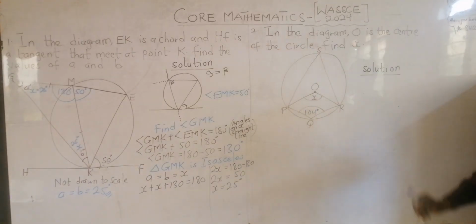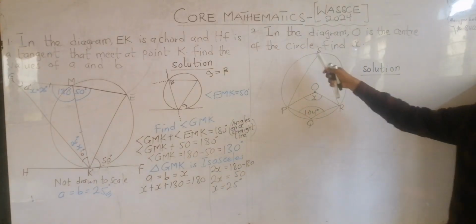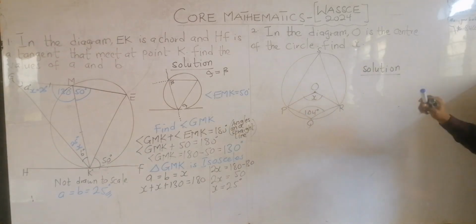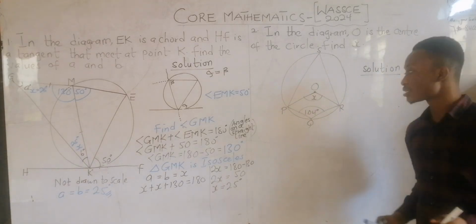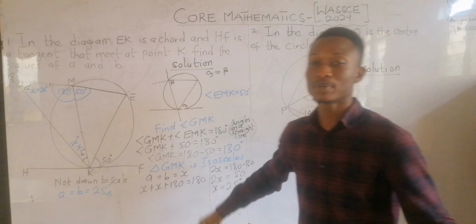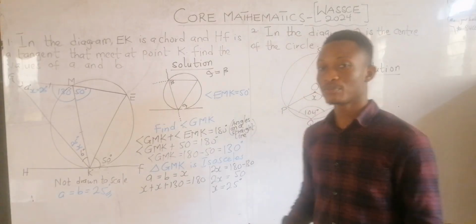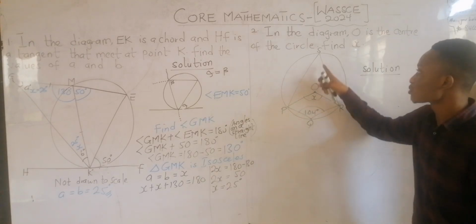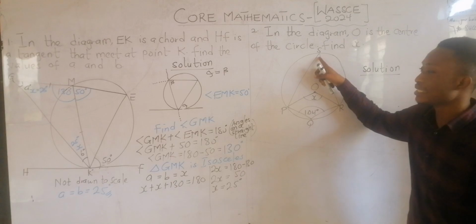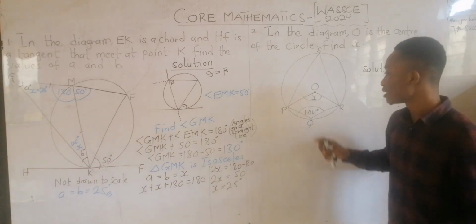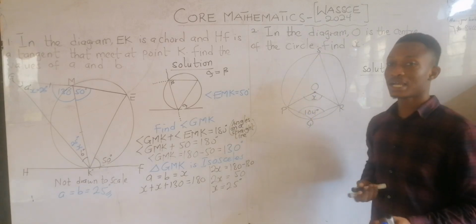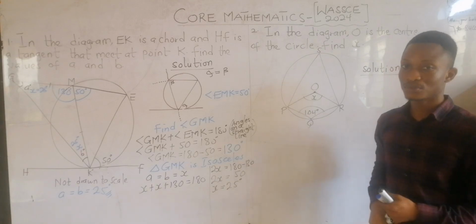So in the diagram, O is the center of the circle. Find x. Here we're also going to apply the properties of circle theorem. One of the properties is that the angle at the center is twice the angle subtended at the circumference.